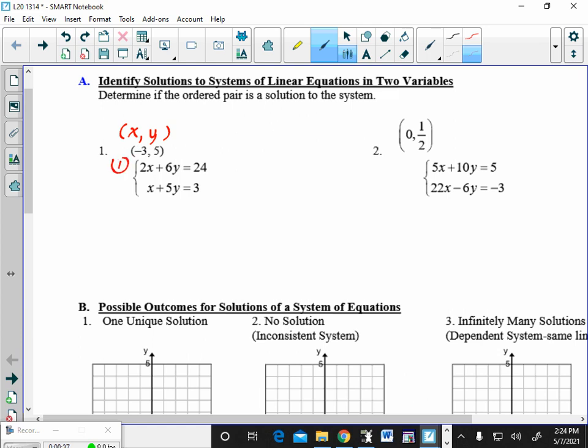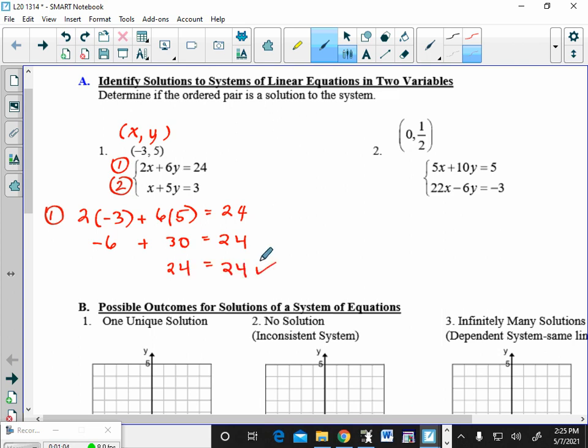I'm just going to go ahead and number these like I usually do, and we'll start with equation 1. We have 2 times -3 plus 6 multiplied by 5, and we want to see if that's equal to 24. So we have -6 plus 30 equals 24, and indeed 24 does equal 24. So we're good with equation 1.